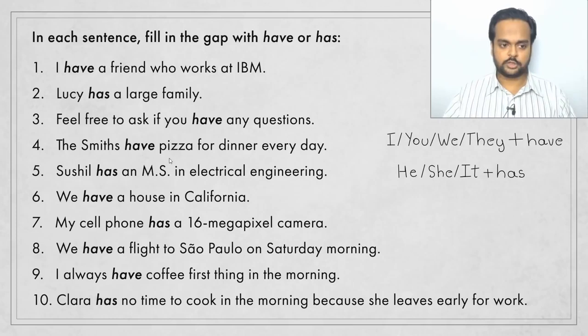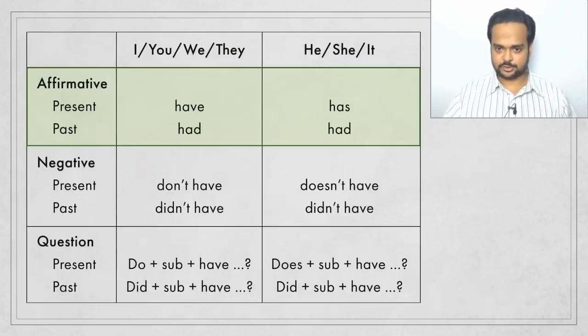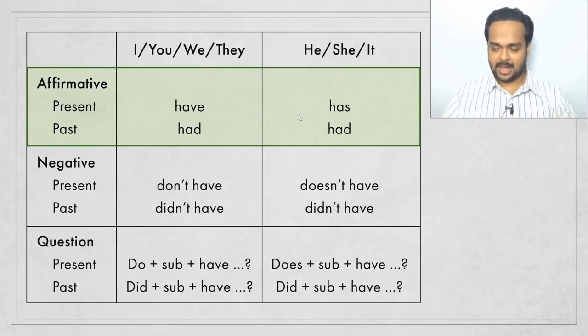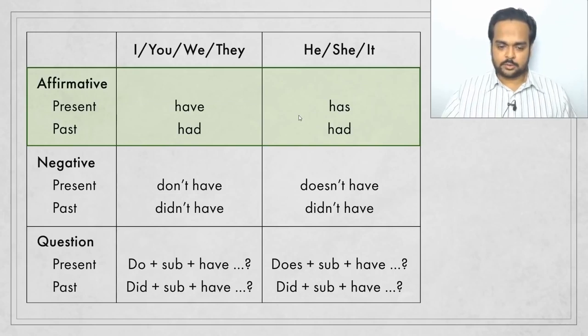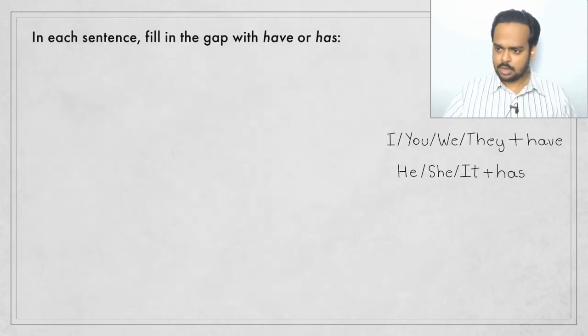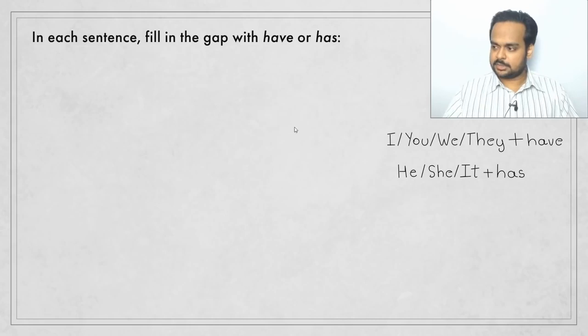Okay, now we're going to do our second exercise. In this exercise, you have to choose between have and has and also had. So we're going to add had to the mix here. So this means some sentences will be in the past tense. And if a sentence is in the past tense, you use had. If a sentence is in the present, then you use have or has, depending on the subject. All right, let's go to the exercise.